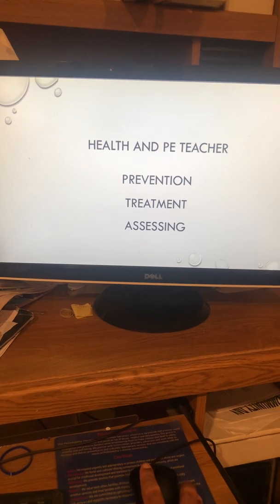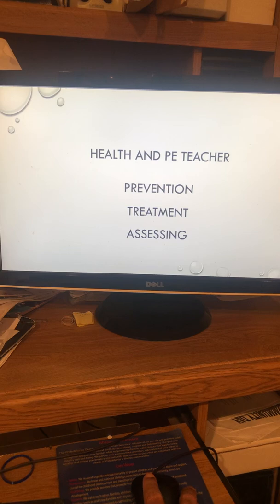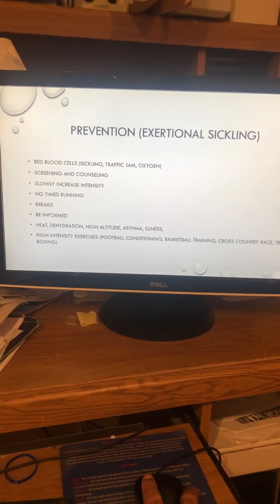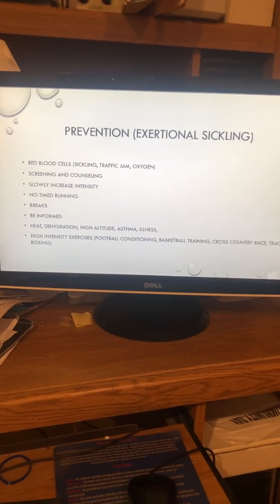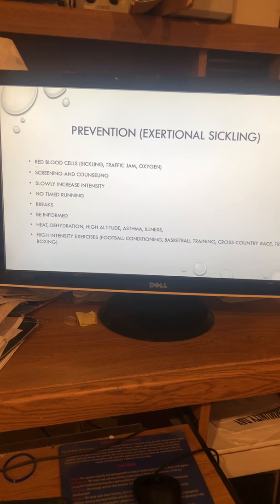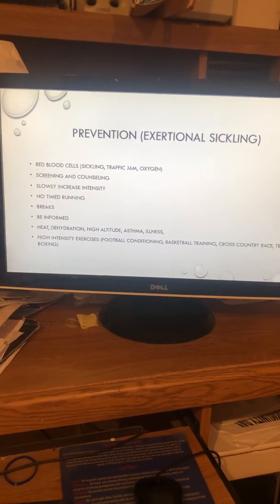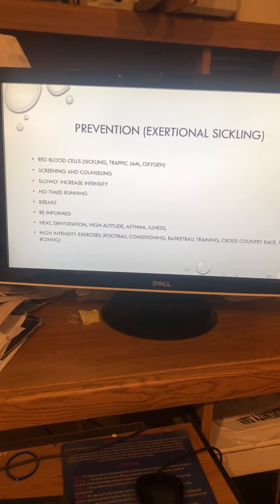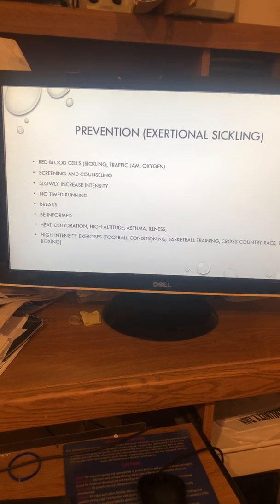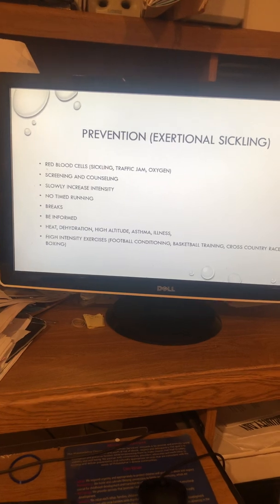For those who are health and PE teachers, these next couple of slides cover how you can prevent, treat, and assess. When it comes to prevention, there's something called exertional sickling, which happens more during great amounts of exercise. The red blood cells sickle, which causes a traffic jam within the body. Because of the traffic jam, the blood cells are not getting to the parts of the body that need oxygen, which can be problematic.